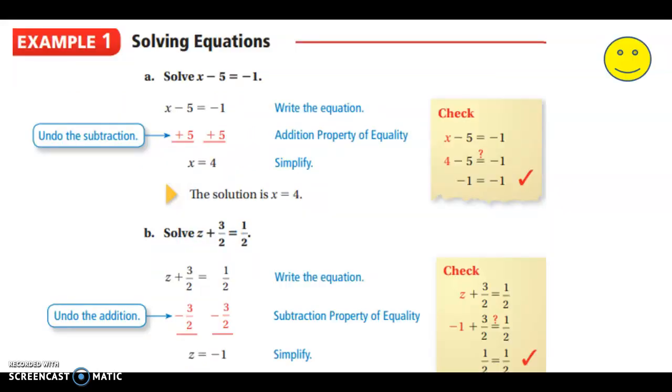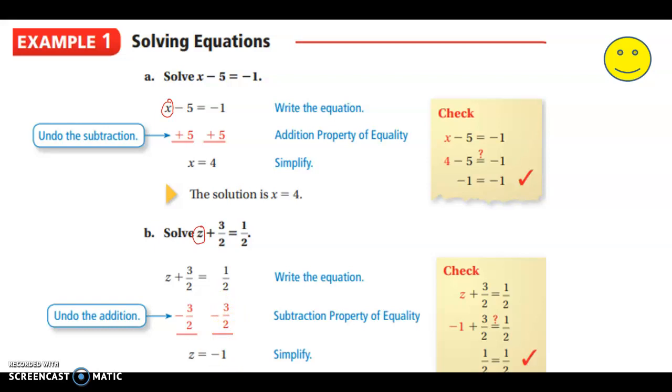So here's some examples from the textbook. You can see here they have x minus 5 equals negative 1. And what they do to get rid of the minus 5 is they add 5 to both sides because you're trying to get this letter all by itself. So you get rid of the minus 5 by adding 5. So negative 1 plus 5 is 4. Whereas down here, you have your variable z. To get rid of plus 3 over 2, they subtract 3 over 2. So 1/2 minus 3 over 2 equals negative 1.